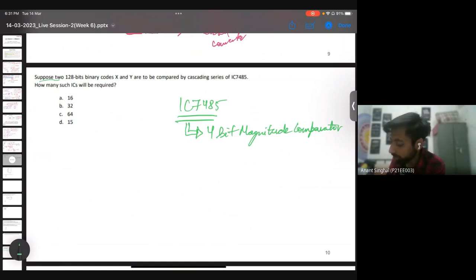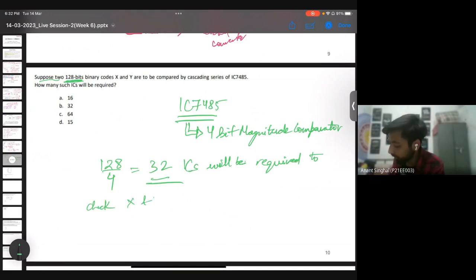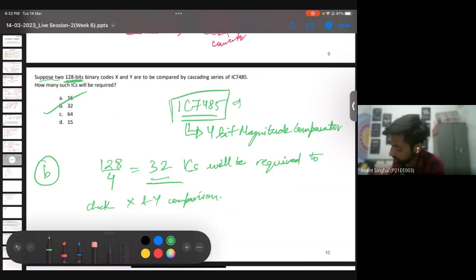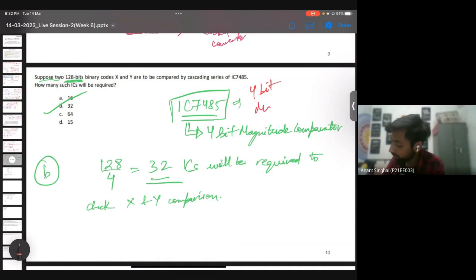Now the question is we need to compare two 128-bit numbers. Since it is only a 4-bit magnitude comparator, we need to check the number of iterations that is required. So it is nothing but 32. So 32 ICs will be required to check the X and Y comparison. So the correct answer to this question is option number B. It was a basic question in which you need the knowledge that this IC is nothing but a 4-bit magnitude comparator.